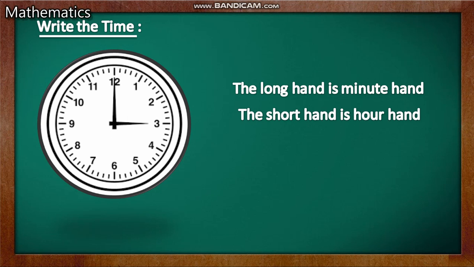Then where is the long hand? Here in this clock, the long hand is in 12. And where is the short hand? The short hand is in 3. So how can we say the time? If the long hand is in 12, it is o'clock. Here the short hand is 3, so you can say the time is 3 o'clock. Or you may write in numbers like this way, 3, two dots, and two zeros.